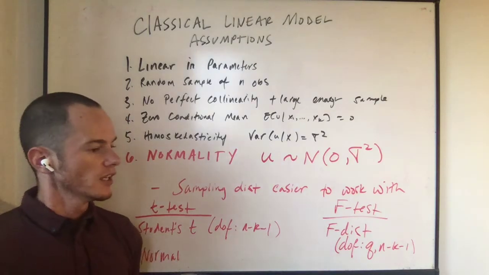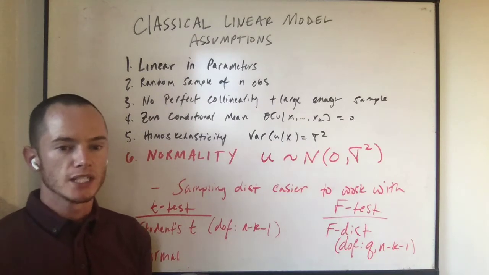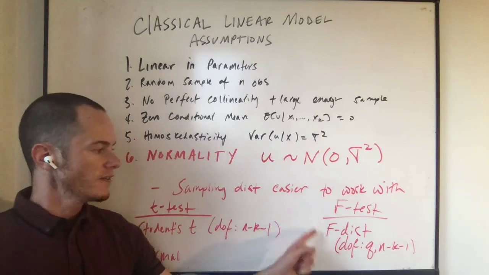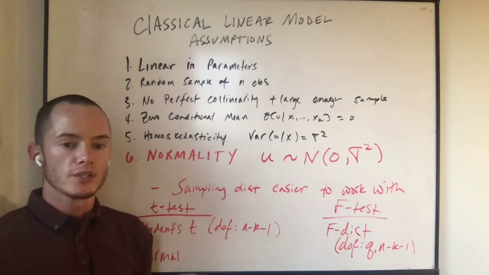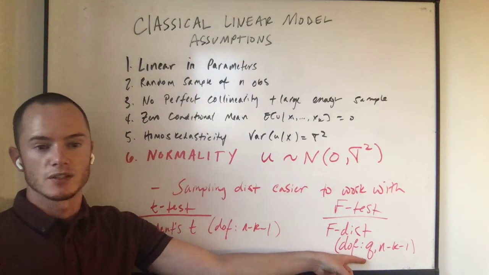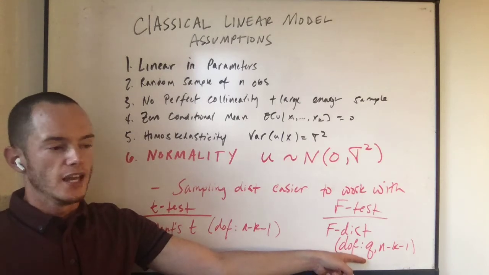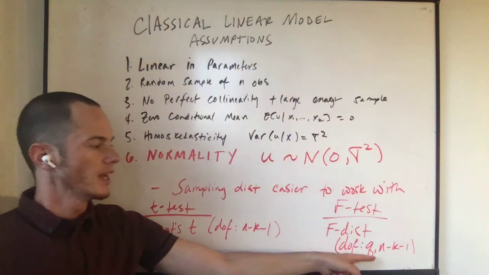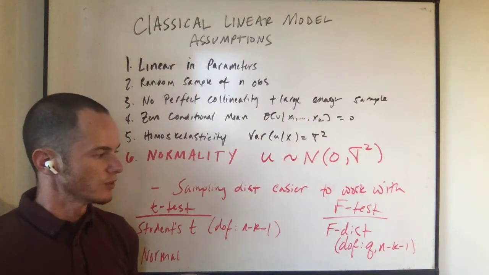When we start carrying out hypothesis tests with multiple restrictions, so if we want to test the joint statistical significance of several coefficients, then we need to carry out an f-test, and we're going to refer to the f distribution, and we have two sets of degrees of freedom. We have q, which is the number of restrictions. So if we're testing the statistical significance of two coefficients, then we have two restrictions here, q equals 2, and n minus k minus 1, which is the same as for student's t-distribution.